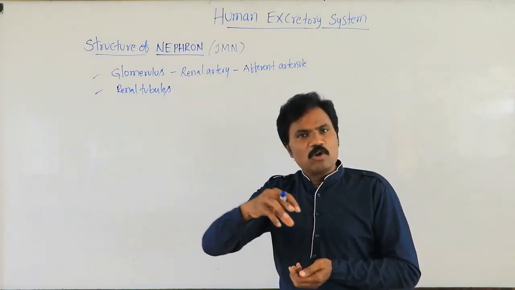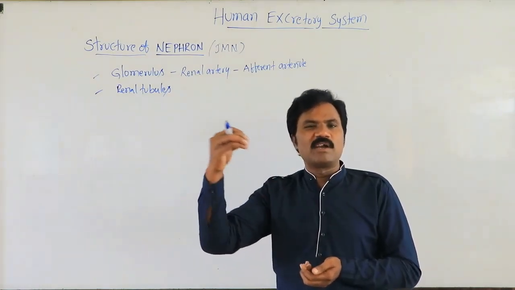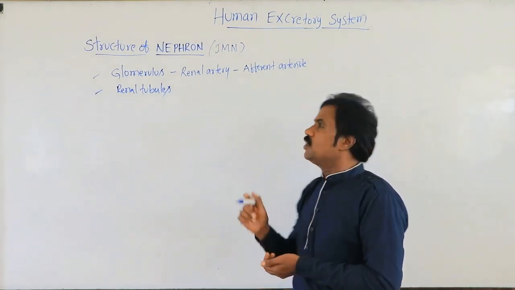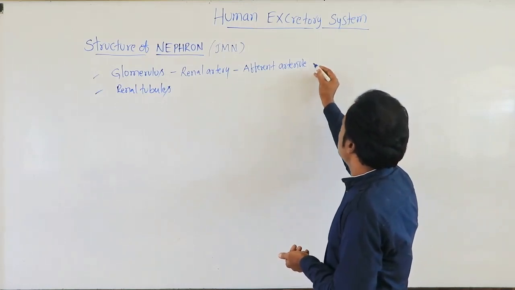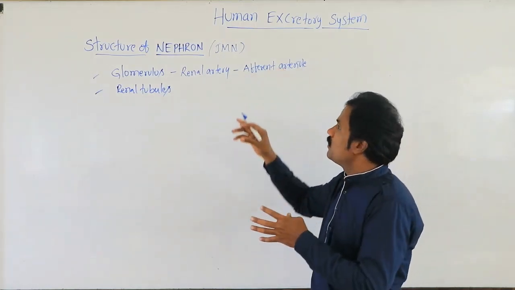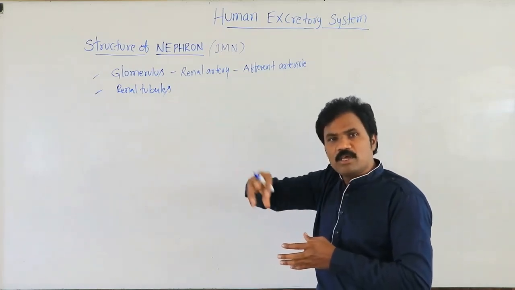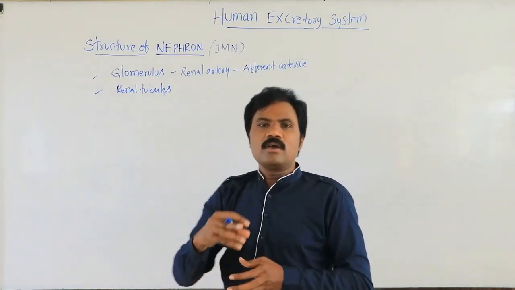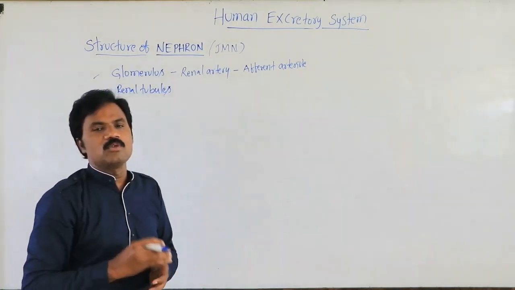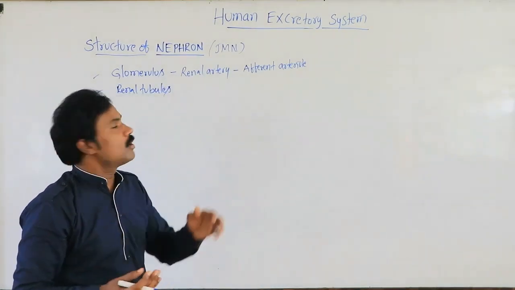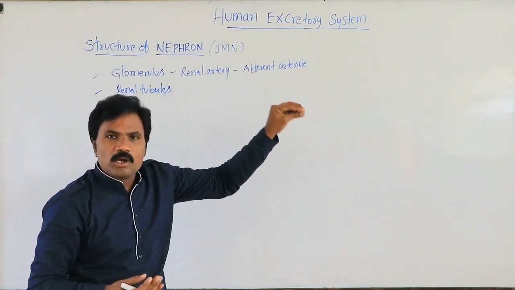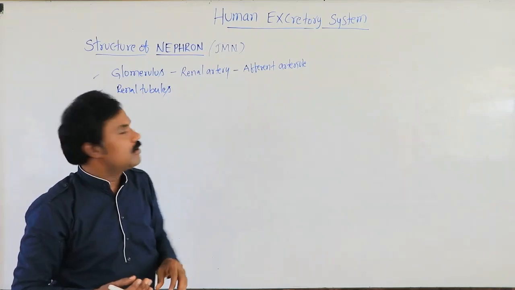Then from the glomerulus, one more blood vessel comes out. That we call the efferent arteriole. The afferent arteriole forms a group of capillaries, that we call the glomerulus. From there, one more blood vessel goes beyond that glomerulus part, that we call the efferent arteriole. Afferent means incoming towards the tubular part of the nephron.